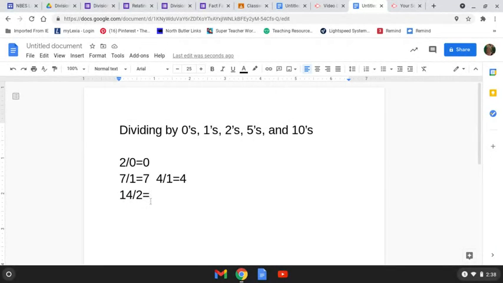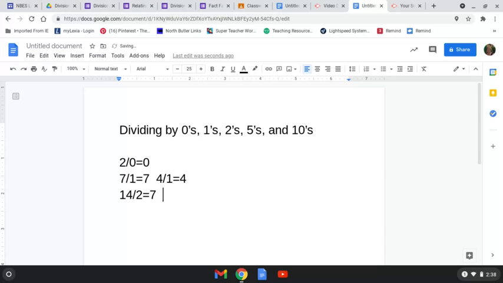So let's count by 2's until we get to 14. 2, 4, 6, 8, 10, 12, 14. How many stars did we have? There's 1, 2, 3, 4, 5, 6, 7. So the answer is 7. And if you think back to multiplication, you know that 7 times 2 equals 14.